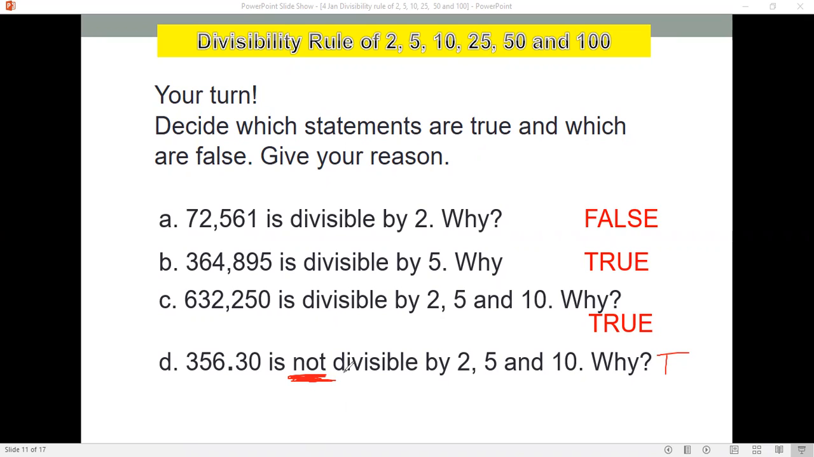Why is it true that it is not divisible by 2 and 5? This is a decimal number. Remember, if we have a decimal point, the number after the decimal is already a remainder. We need the number to be always a whole number, exactly and equally divided by 2, 5, and 10. All right, do you understand? Very good.